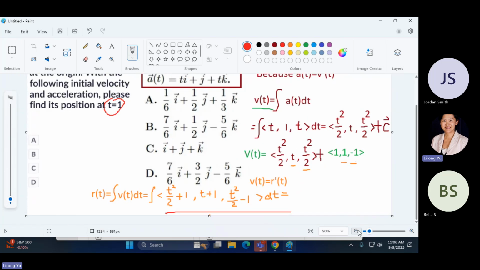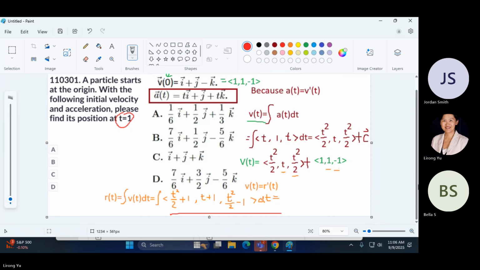Then the rest you should be able to finish. Whenever I try to do it with you, I think I probably did a lot more lengthy version of it than needed.